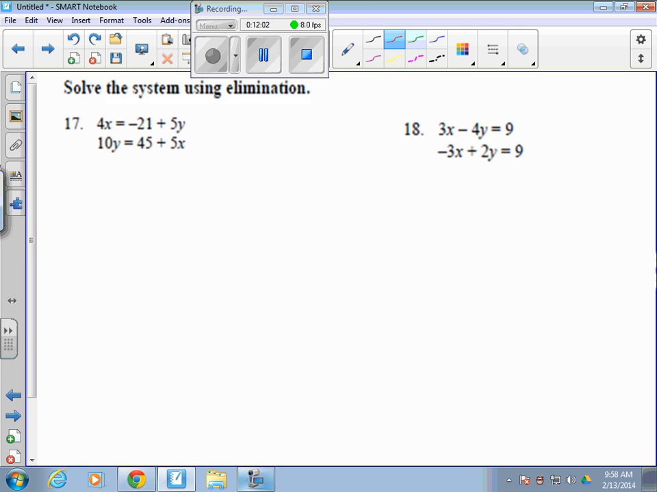Number 17 and 18, again, we use elimination. Look at number 17. Nothing's in the correct order. So we have to change one of them to make it match the other one. We'll leave it in the same form as the one on top, just to keep it simple.